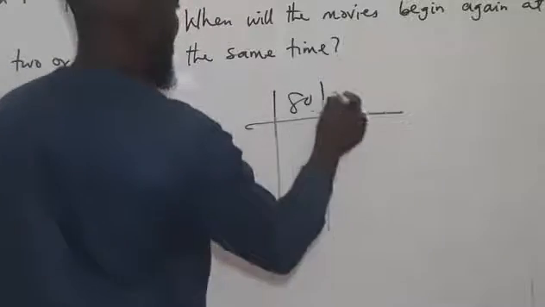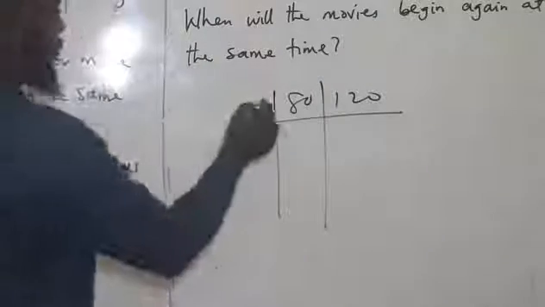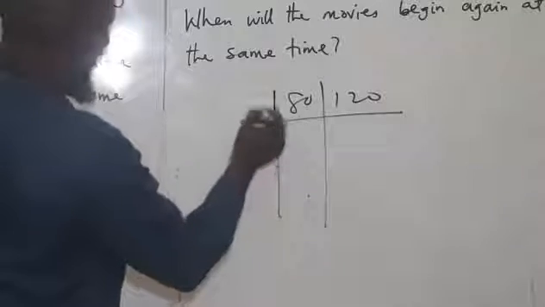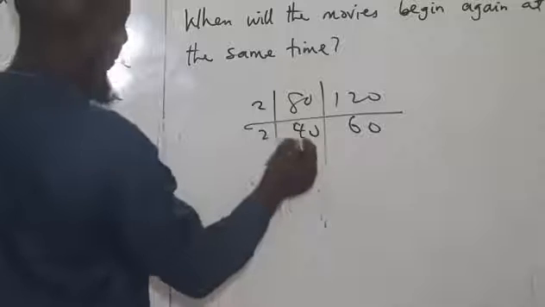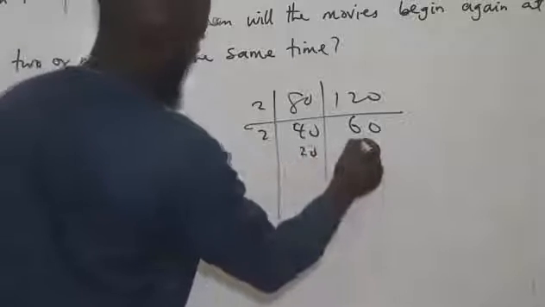80 and 120, right? So let's use the structural method. 2, that is 40, 60. 2 can go 20, 30.